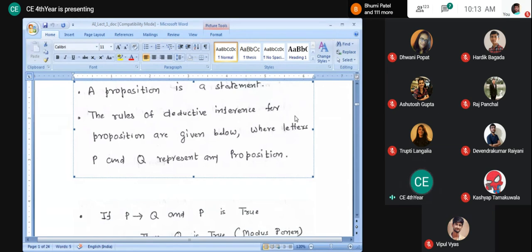For example, if it is raining, there won't be any picnic. Given that it is raining, we can conclude that there is no picnic. So if P then Q, given P, infer or conclude Q. It is known that proposition Q is true. That is the name which is given to modus ponens. The name of the rule is modus ponens.